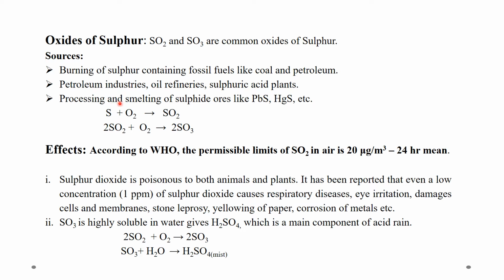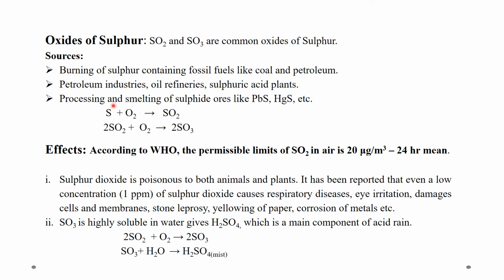Processing and smelting of sulfide ores like lead sulfide and mercury sulfide. So we use these ores of metal. The ore of lead is lead sulfide. The ore of mercury is mercuric sulfide. To obtain the metals during the metallurgical process, if we use their sulfide ores, then there is also the elimination of sulfur dioxide and sulfur trioxide into the atmosphere.